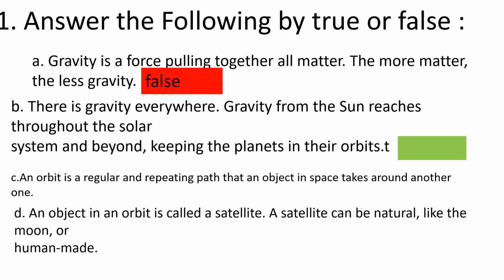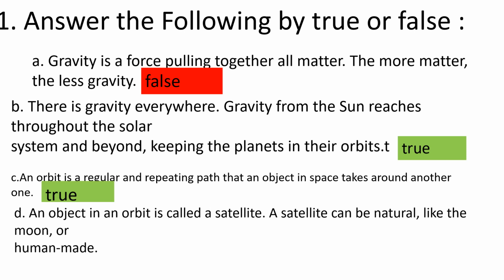And sub-question C: the orbit is the regular and repeating path that an object in space takes around the one. So as we know, the orbit is the motion that occurs when an object is moving forward in space. So this means that it is the simple or effective definition of the orbit. So this statement also is true.